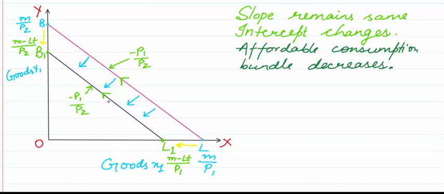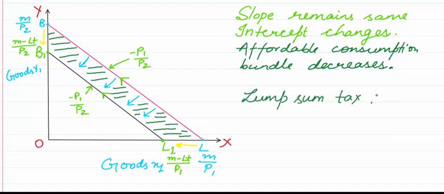Here we have already seen the consumer cannot afford the bundles lying in the area of BB1, L1L, because now the income of the consumer has decreased and he can purchase less than what he was earlier purchasing. So we have seen that taxes also have a negative impact on the consumer's affordable goods, and lump sum tax also has a negative impact on the consumer's affordable goods, because lump sum tax reduces the income of the consumer.